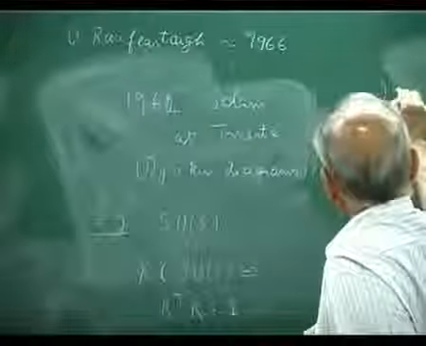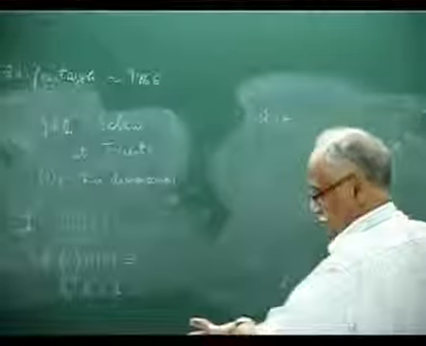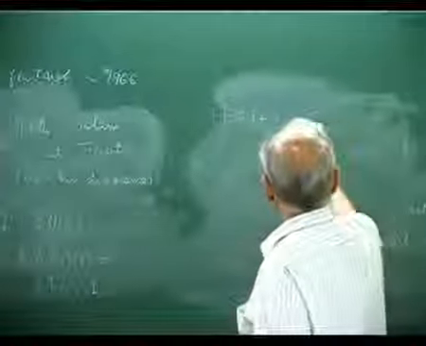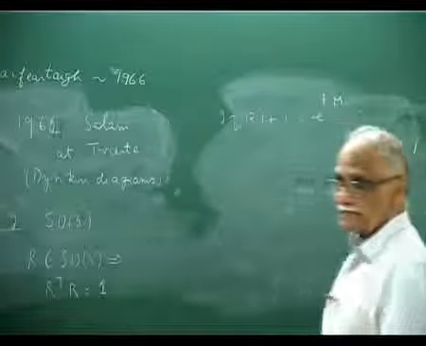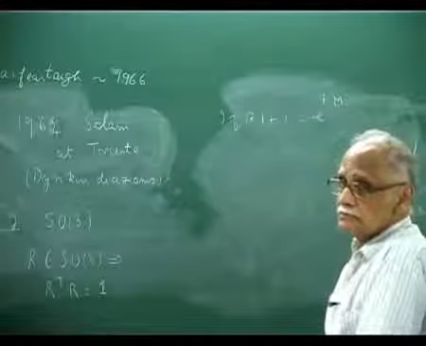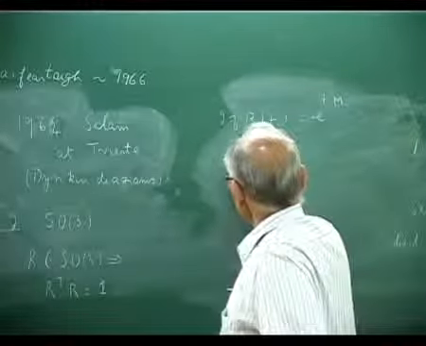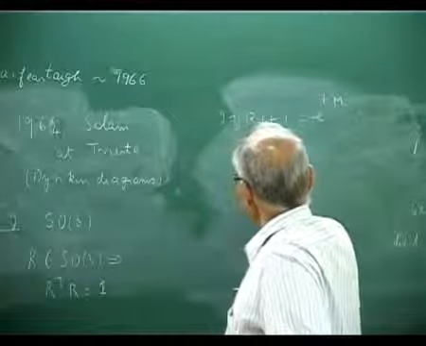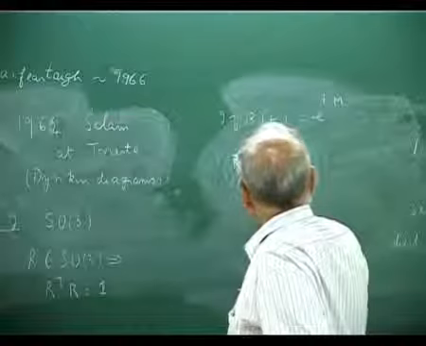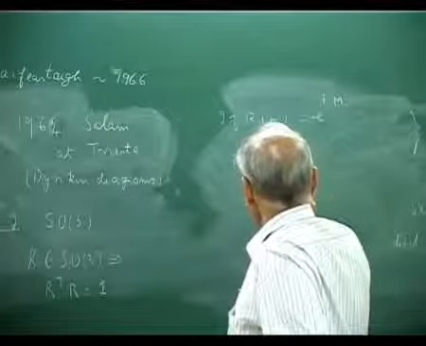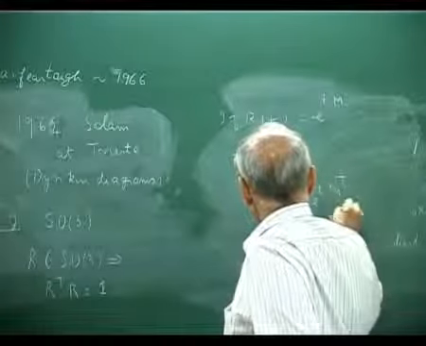If R(t) is in the form exponential tM, so it is a one-parameter subgroup. I apply this: you know that R transpose R equals 1 implies exponential tM times exponential tM transpose is equal to 1.